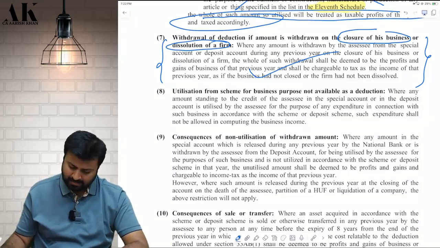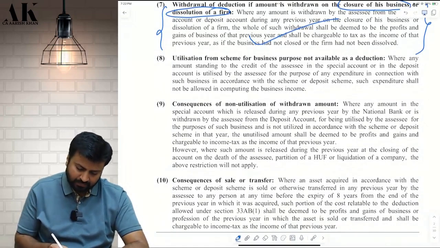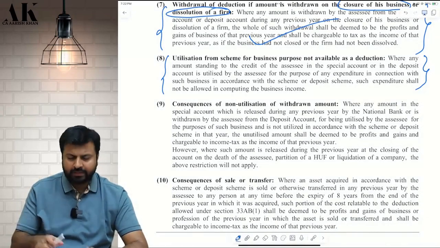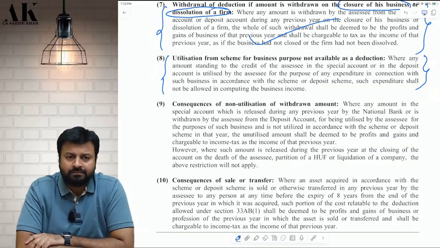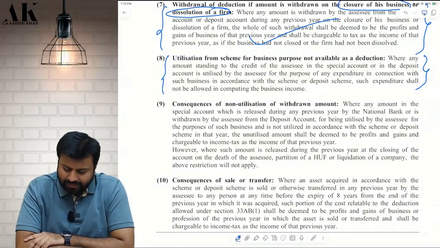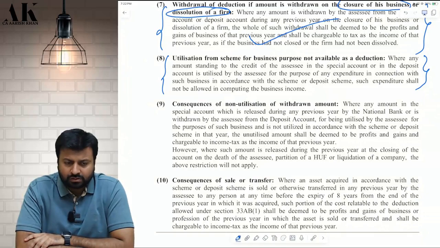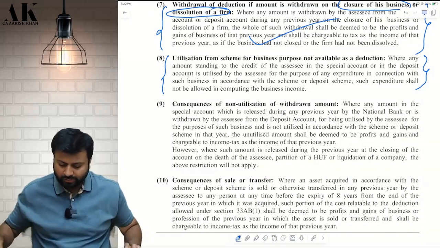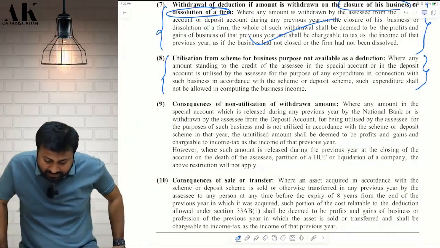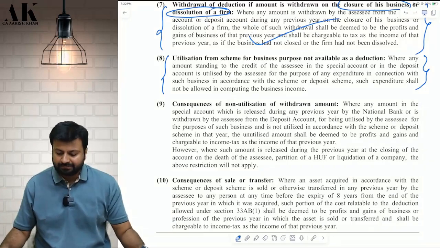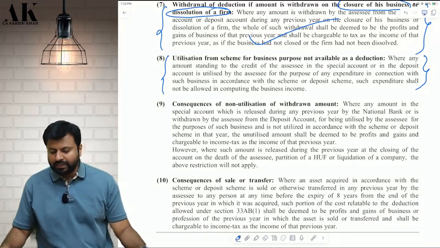Yes, sir. Next. Now this one I want you all to read very carefully. We have done it just now, but still I want you all to read once again. Where any amount standing to the credit of the assessee in the special account or in the deposit account is utilized by the assessee for any expenditure in connection with such business in accordance with the scheme or deposit scheme, such expenditure shall not be allowed in computing the business income.